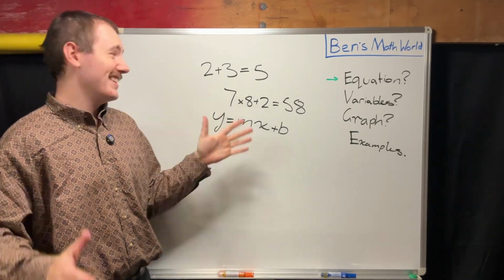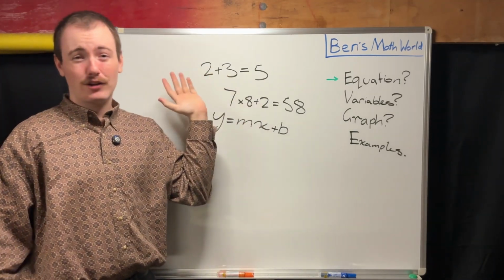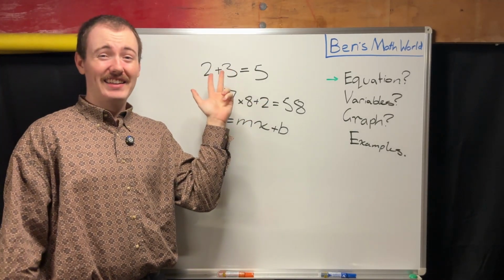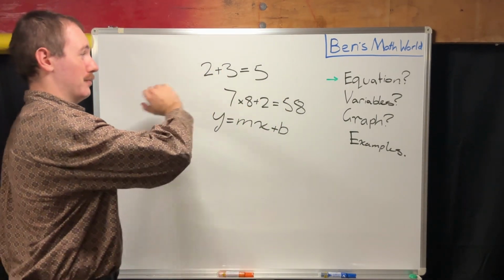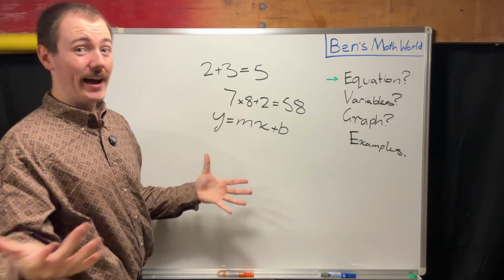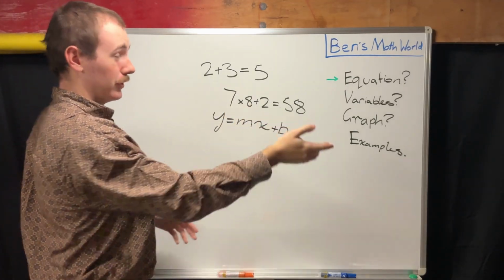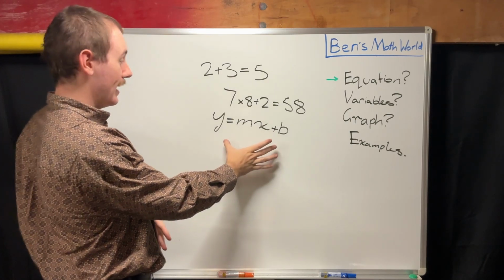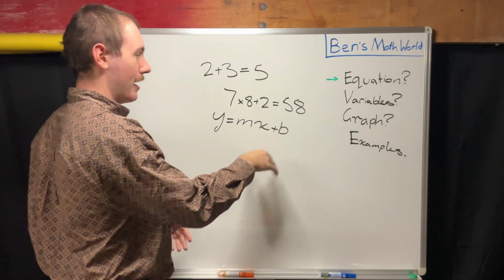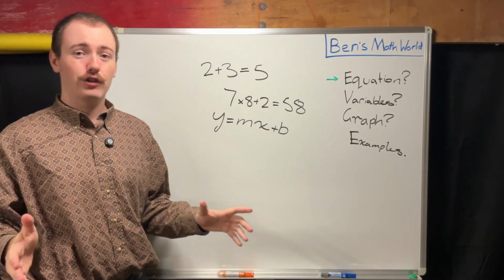An equation is kind of just a bunch of mathematical writing that shows one side is equal to another. And so here we have 2 plus 3 equals 5, which is pretty obvious that's an equation. 7 times 8 plus 2 is equal to 58. That's an equation. And the one we're concerned with today is y equals mx plus b. Now that's an equation and it looks a little tricky.